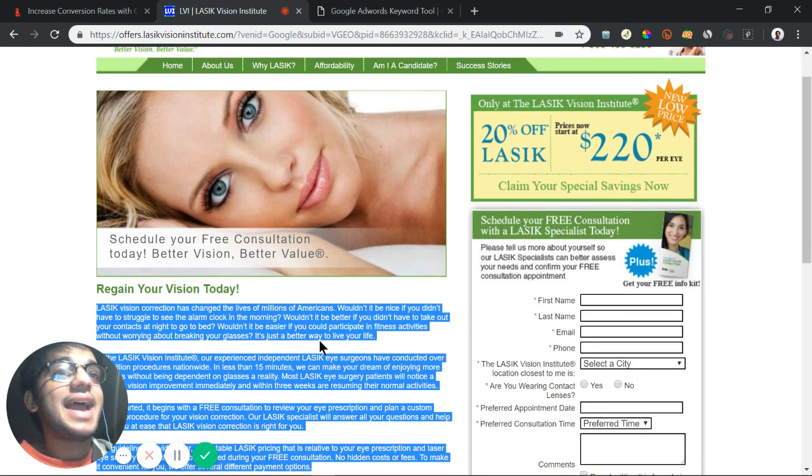And since they have phrased it in such a long way, it's likely that prospects aren't going to get the information that they need, and as a result drop before they actually provide the information that LASIK Vision Institute wants them to provide through this form.